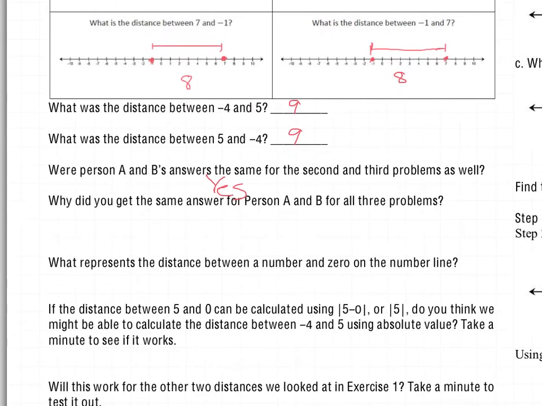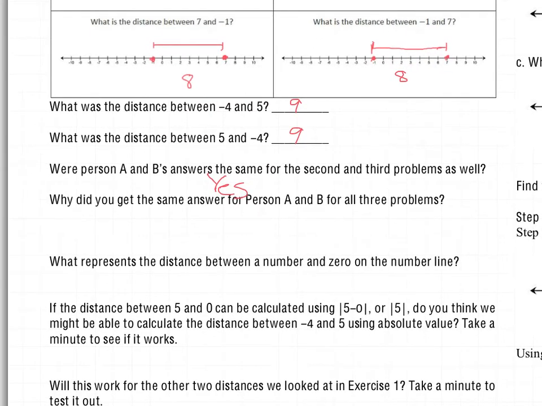So why did we get the same answer? All the problems are slightly different. Just looking at the example from the first one, -4 and 5 and 5 and -4, why would we get all three problems ending up having the same answer? Go ahead and ponder that and write your answer down.